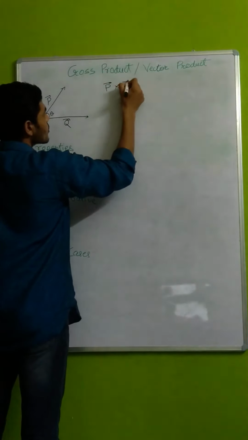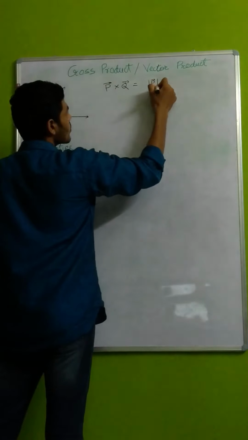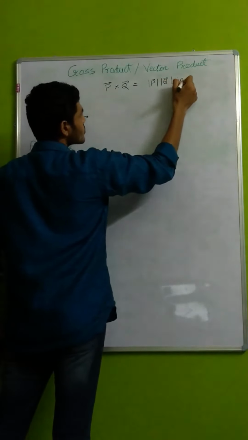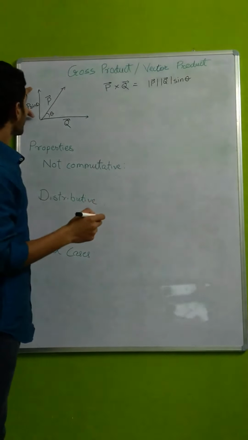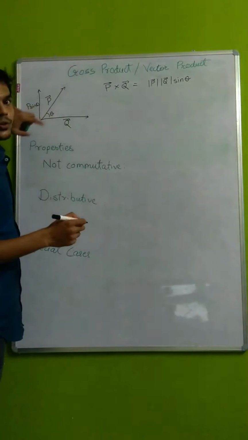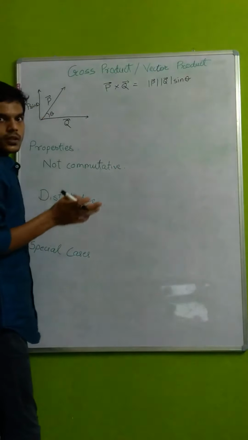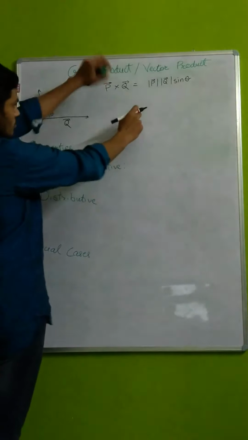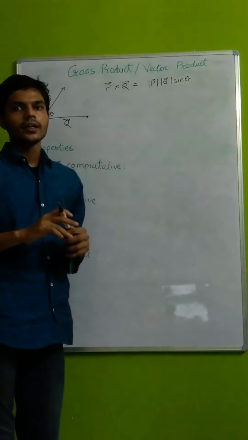P cross Q is equal to magnitude of P multiplied by magnitude of Q sin theta. Basically, we are multiplying the perpendicular component with respect to Q. In dot product, we multiplied the component which is in the direction of the second vector. Its direction is given by right hand rule.